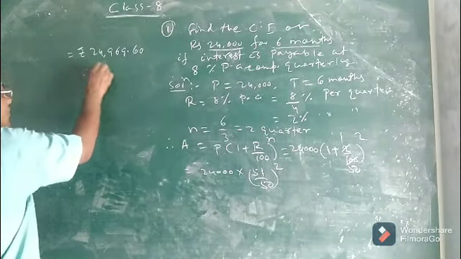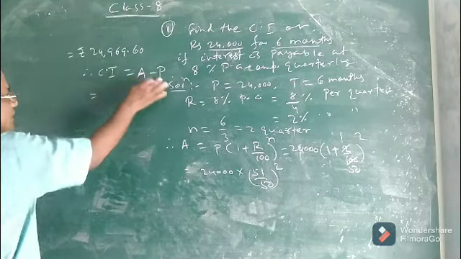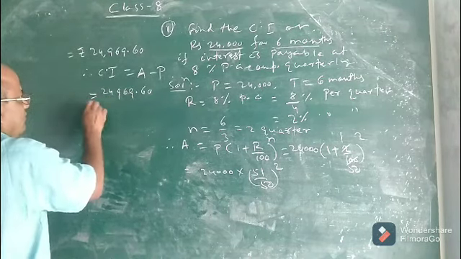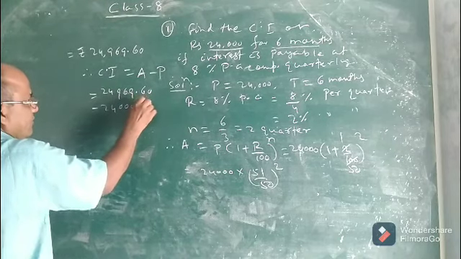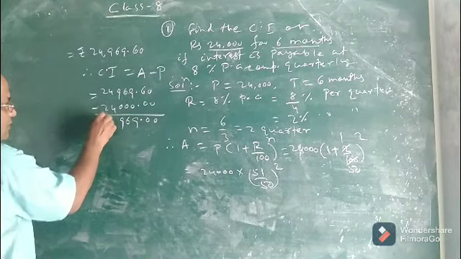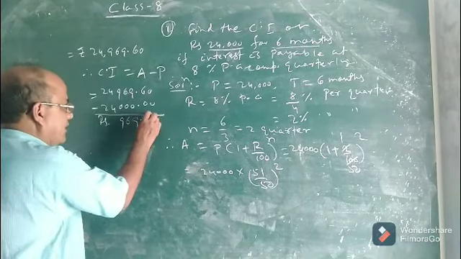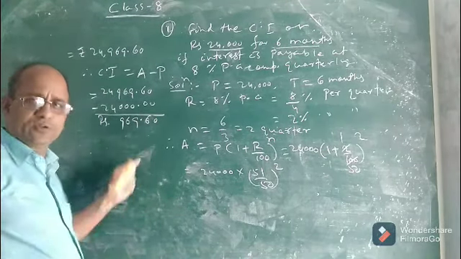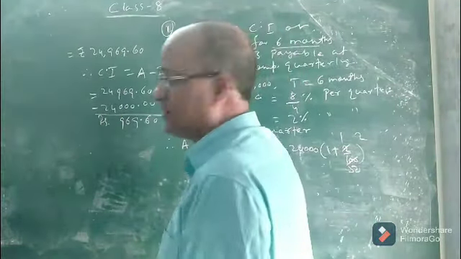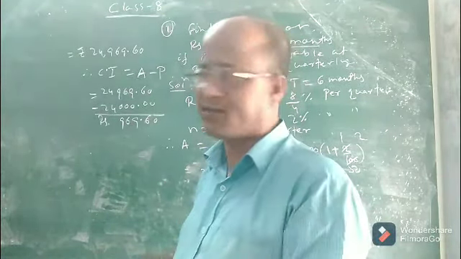So after getting the amount, you know what is the formula for compound interest. It is amount minus principal. So you subtract the principal from the amount. It is 24,969.60 minus 24,000. So it will be 969 rupees and 60 paisa. So in this way you can compute the compound interest if interest is compounded quarterly. Now let us consider one more problem where interest is compounded half yearly or semi-annually.